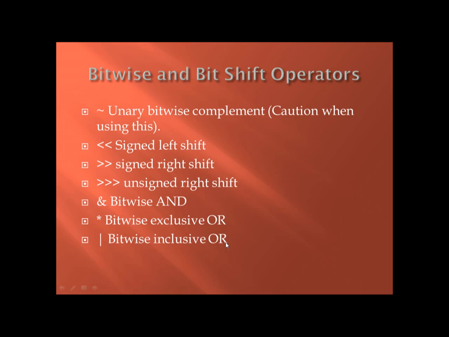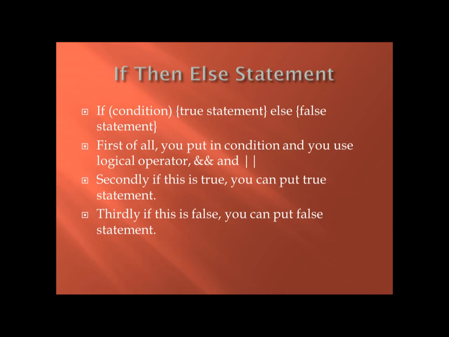Including OR: if one or more of the 2 bits is 1, then it is 1. Otherwise, it's 0. Plain simple.